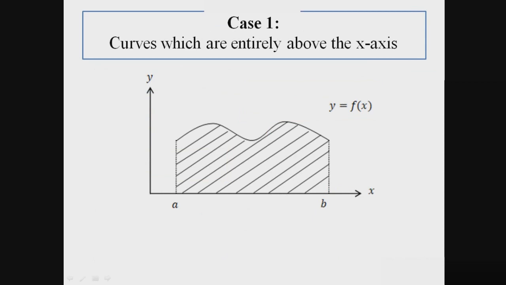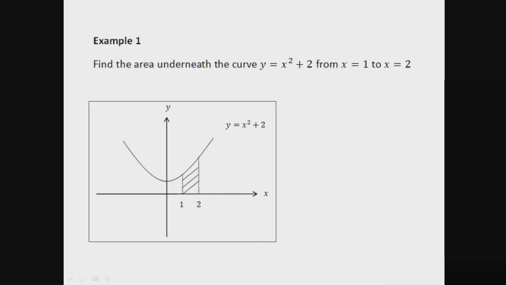Okay, case 1 is the curve which is entirely above the x-axis. So the formula given is the integral from a up to b of f(x) dx. So let's look at example 1 first. Find the area underneath the curve y equals x squared plus 2 from x equals 1 to x equals 2. As we can see here, this is the region bounded by the curve of x squared plus 2 on the interval of 1 up to 2.